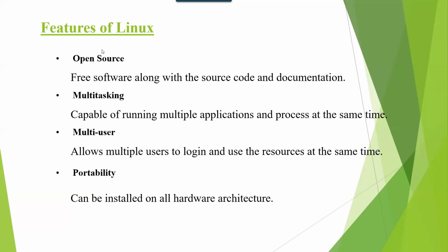Next is multitasking. Multiple applications can be processed at a time. But this feature is there in most of the operating systems. We have the same in Linux also. First is open source. Source code we get along with the operating system. The operating system is free to everyone. And we get the write option also with the source code. If you want to modify the operating system, you can modify it if you want.